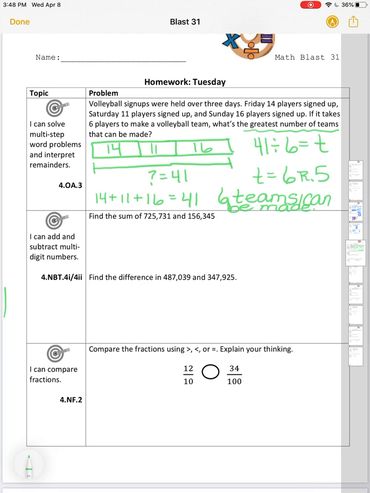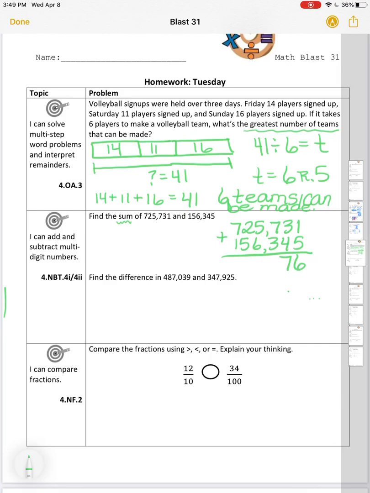All right, now I can add and subtract multi-digit numbers. Find the sum of 725,731 and 156,345. Again, when we're finding a sum, we are adding our numbers. So I'm going to take my 2 numbers, I'm going to line up my place values so that I can add like units, and I'm going to combine.